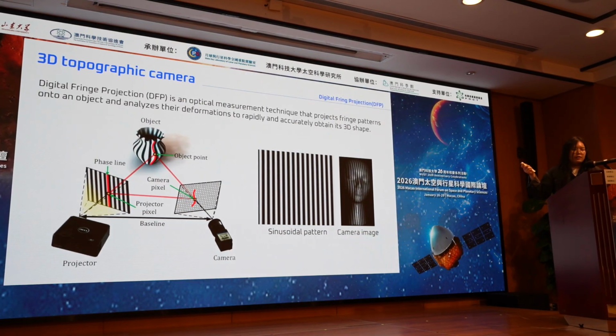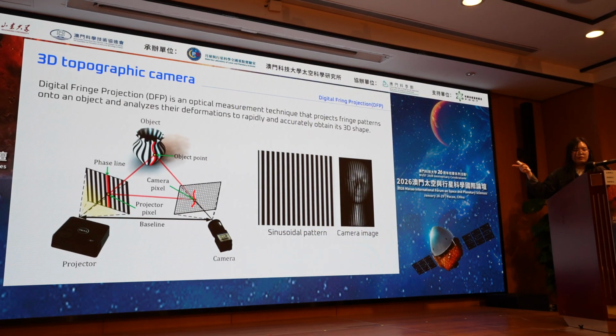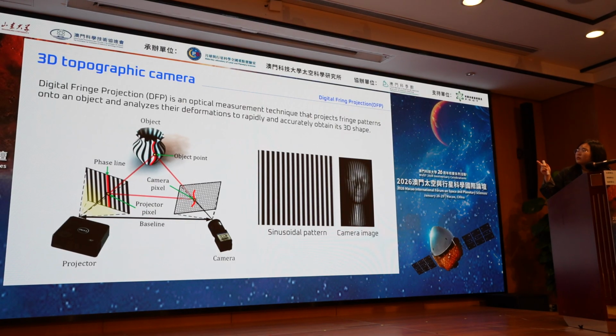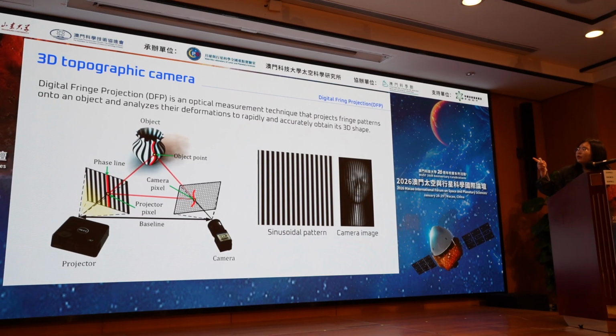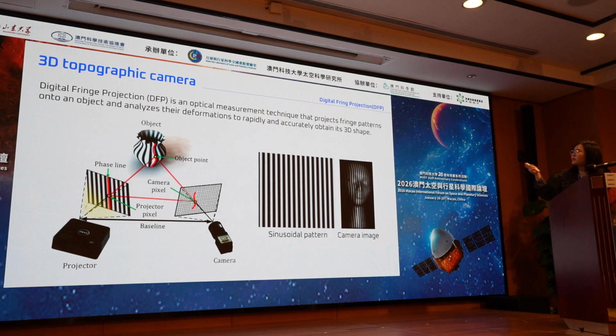The topographic imaging camera employs the principle of digital fringe projection. Digital fringe projection is an optical measurement technique that projects fringe patterns onto an object and analyzes their deformations to rapidly and accurately obtain its 3D shapes.